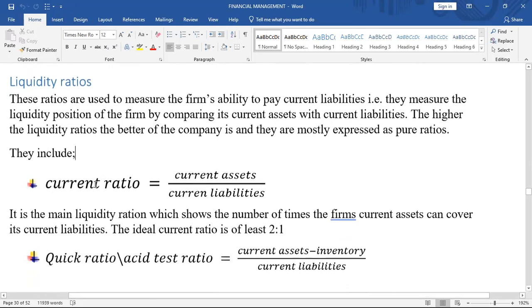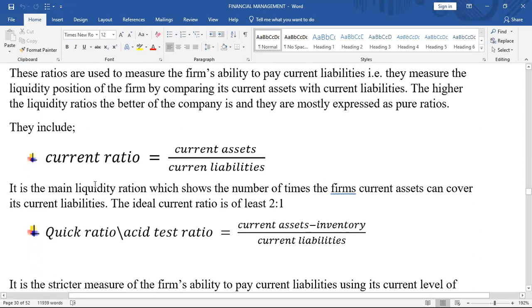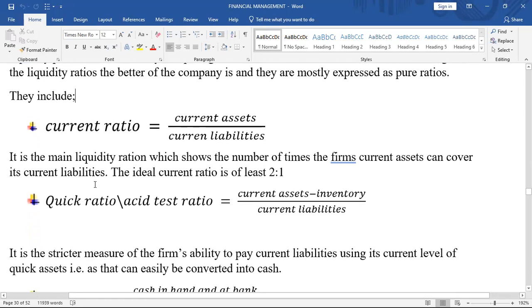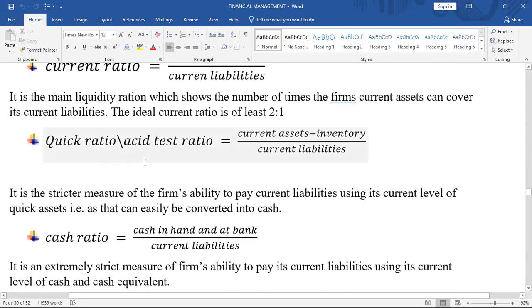So let's start with the formula for the current ratio, where we normally compare our current assets with current liabilities. The most important thing to note is that it is the main liquidity ratio. It should be expressed as a ratio, not a percentage. It shows the number of times the firm's current assets can cover the current liabilities. And that is why I say the ideal current ratio should be 2:1.